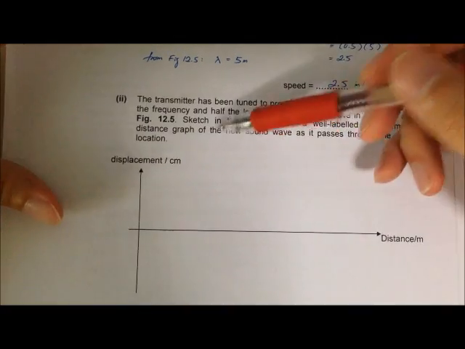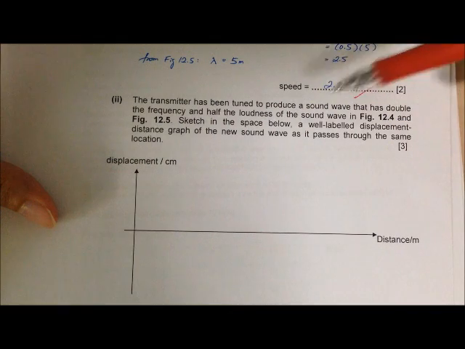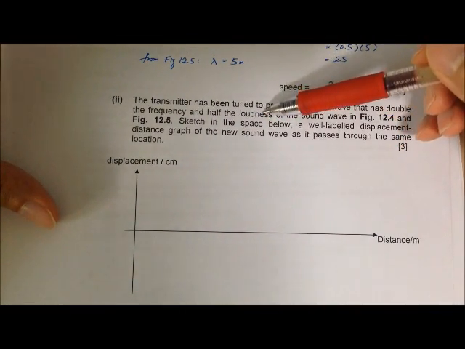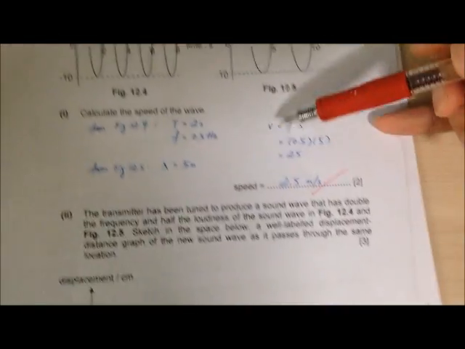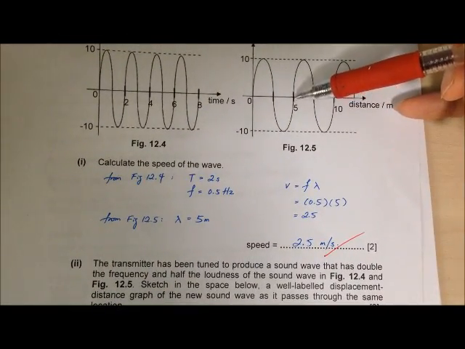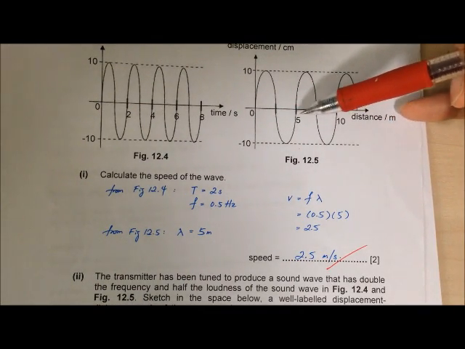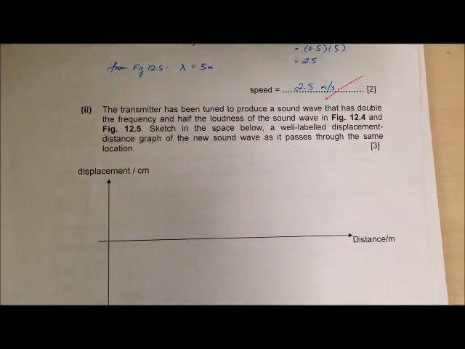Okay, down here I didn't draw anything because it is quite straightforward. Double the frequency means that you have to double the frequency. Half the loudness means that your amplitude needs to be half. Okay, so I just give you a quick sketch. Notice that this is distance. So initially, you have a wavelength of 5 meter. Okay, so your wavelength, will it be affected by your frequency?